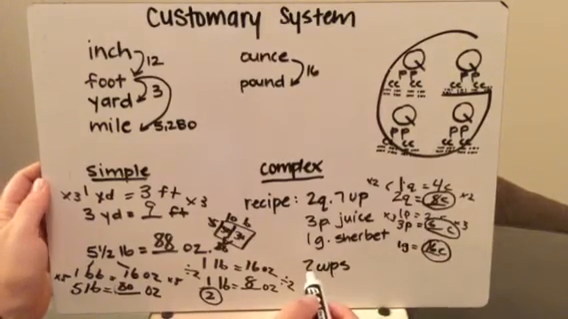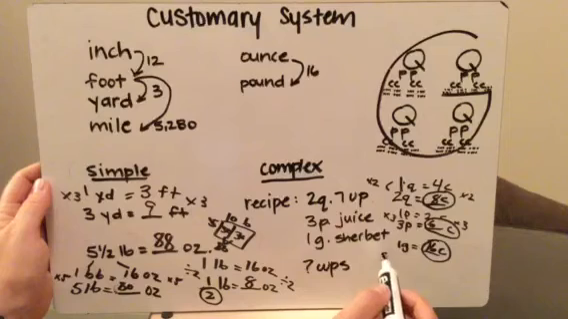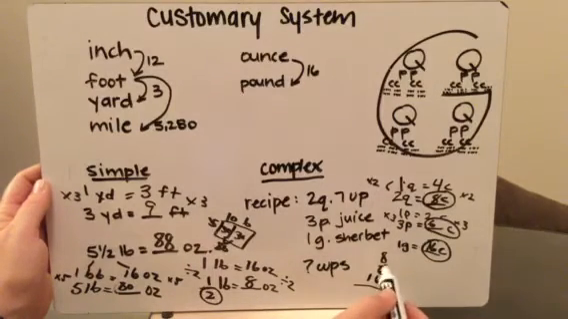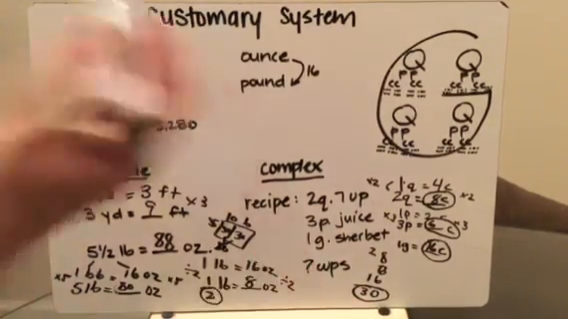So now it's asking how many total cups. Well, here I just need to add my 8, my 6, and my 16. Well, 6 and 6 is 12, and 8 more is 20. 20 and 10 is 30. So 30 total cups in my recipe.